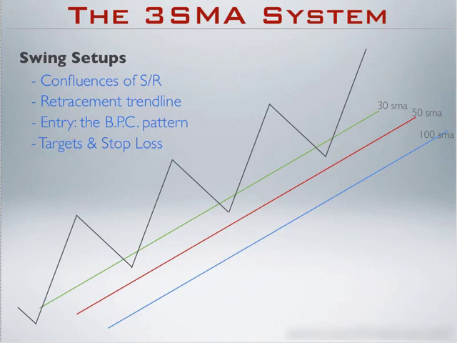In this video we are going to be talking about one of the two specific types of setups that I personally like to try whenever we are looking for 3 SMA trading opportunities. We have a number of concepts to talk about over the following minutes as far as swing setups. We are going to be talking about confluences of support and resistance, the retracement trend lines, and the actual pattern we are going to use in order to enter the market, in order to trigger our trade, which is the breakout pullback continuation price pattern.